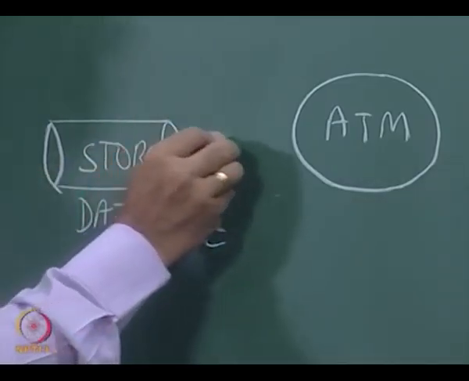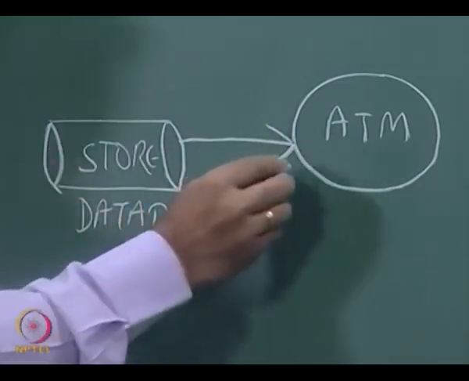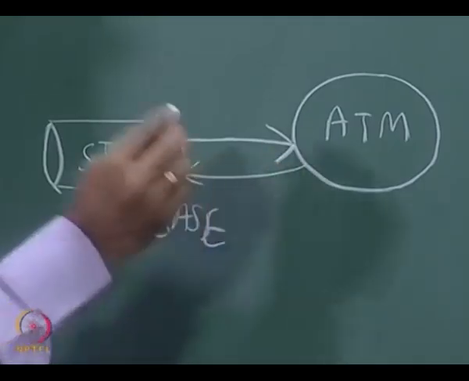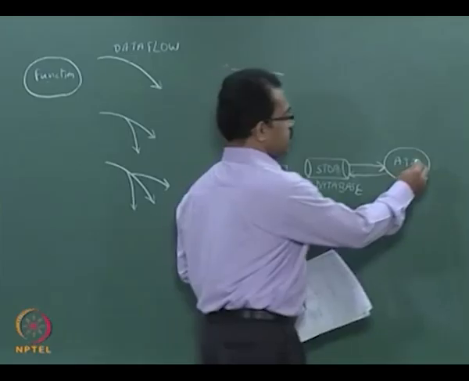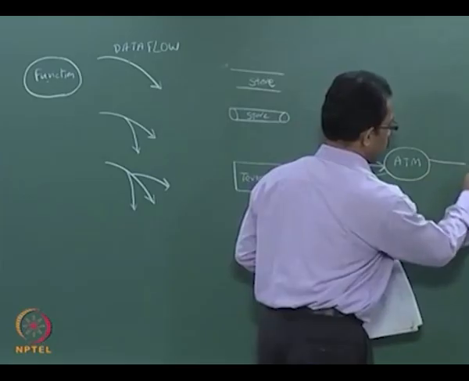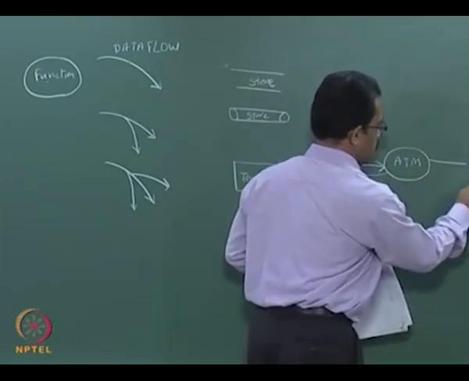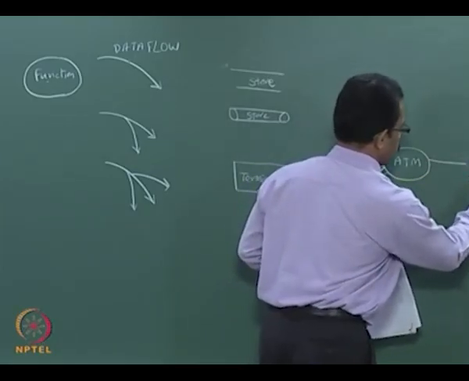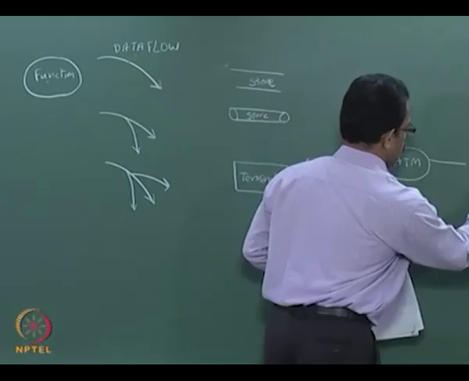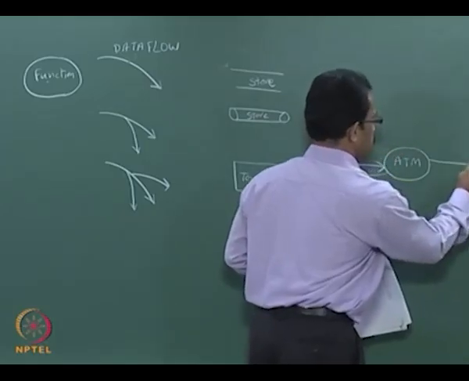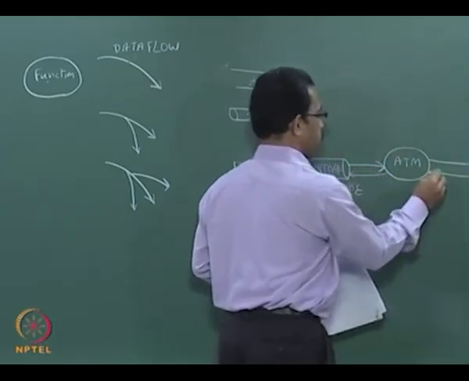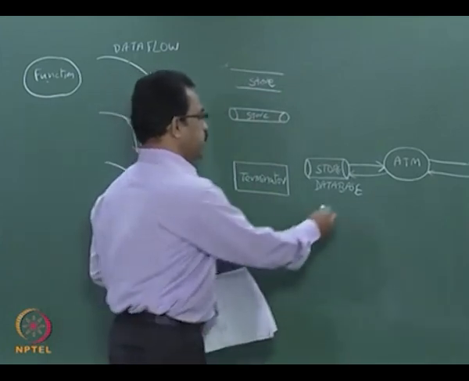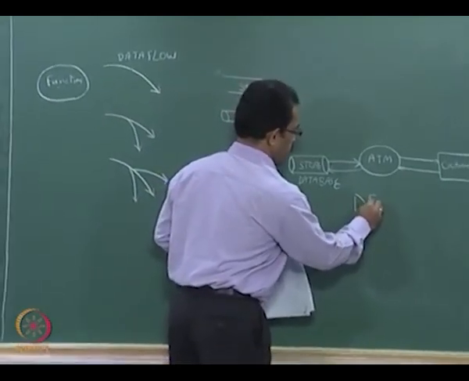And from here the data will be going, and there will be an information flow from this direction also, and then this will go to the customer. So here the customer will be the terminator, because the transaction ends with the customer. So this will be there, and there will be an information flow here. So this is a very simple data flow diagram for a transaction.